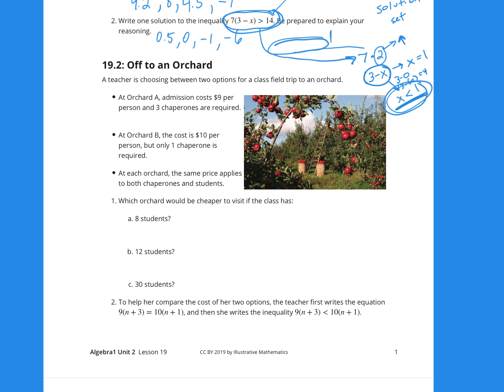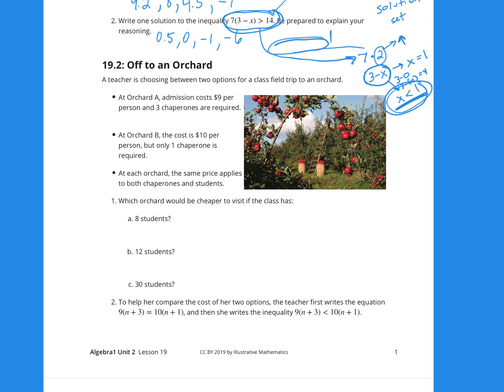So for activity 2, it says the teacher's choosing 2 options for a class trip to an orchard. Orchard A, admission costs $9 per person and 3 chaperones are required. At Orchard B, the cost is $10 per person, but only 1 chaperone is required. At each orchard, the same price applies to both chaperones and students.